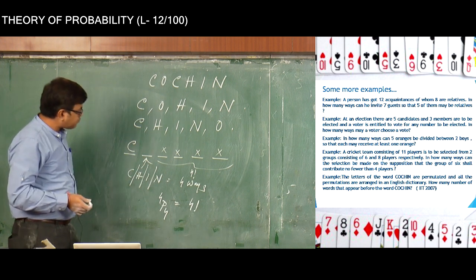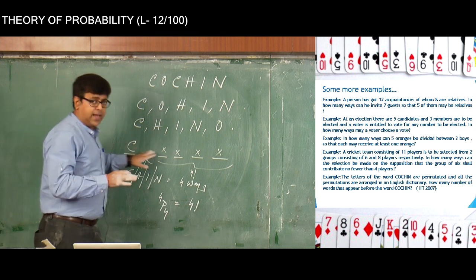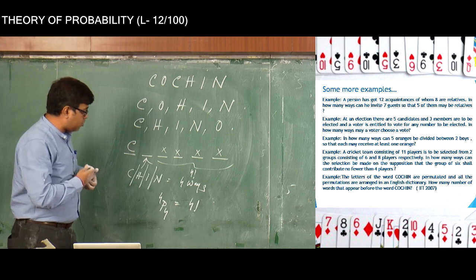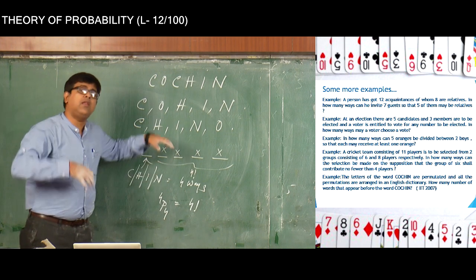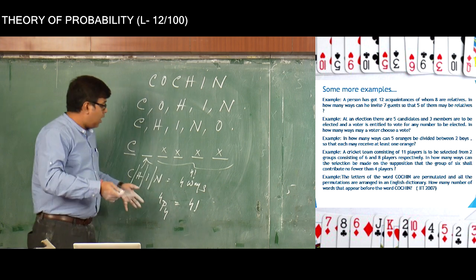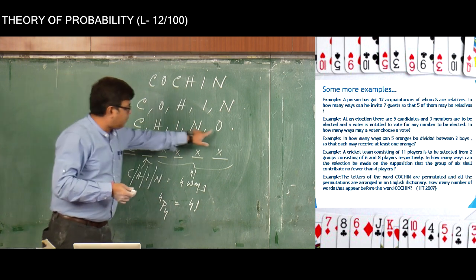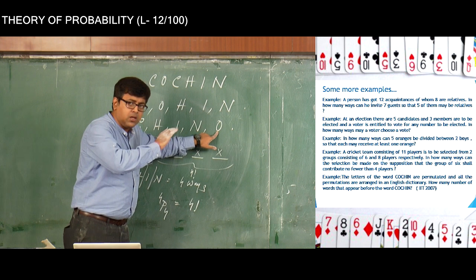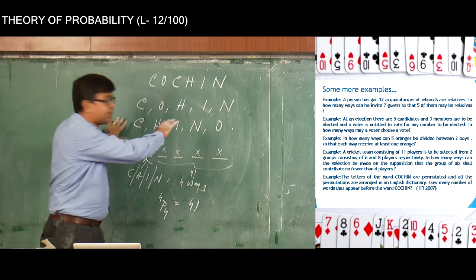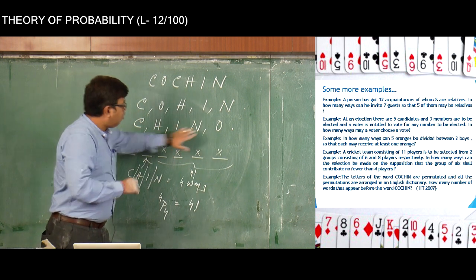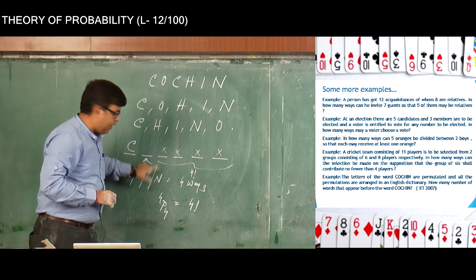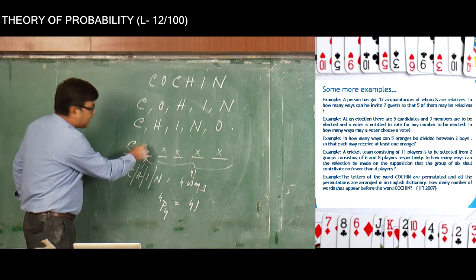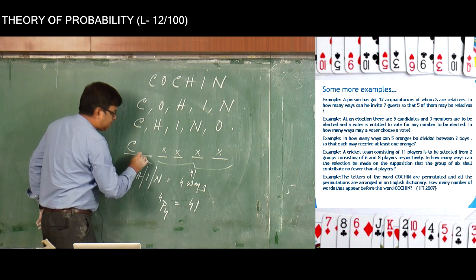So, after doing so many permutations, after C, H, I and N have been inserted in the second position, now the last will be O, because O comes last as per the alphabet given in the word Cochin. So after fixing C, H, I, N in the second position, now O will come. So O will come in the second position.